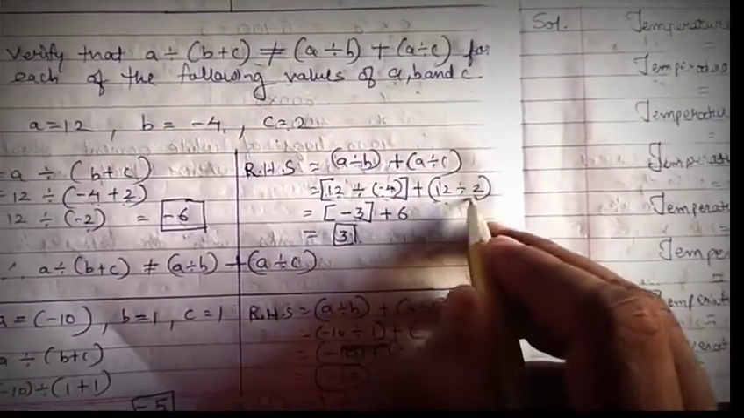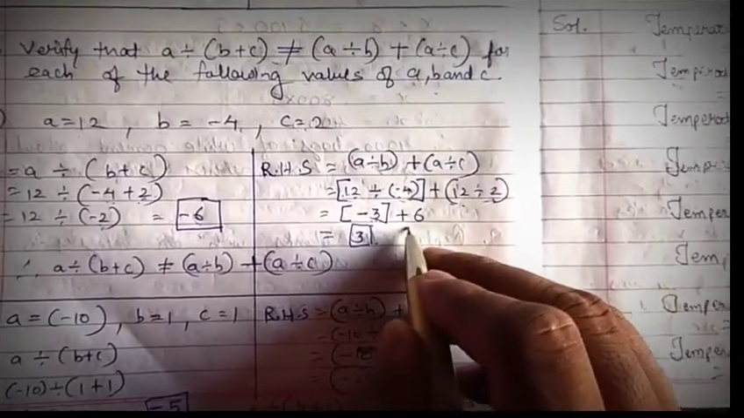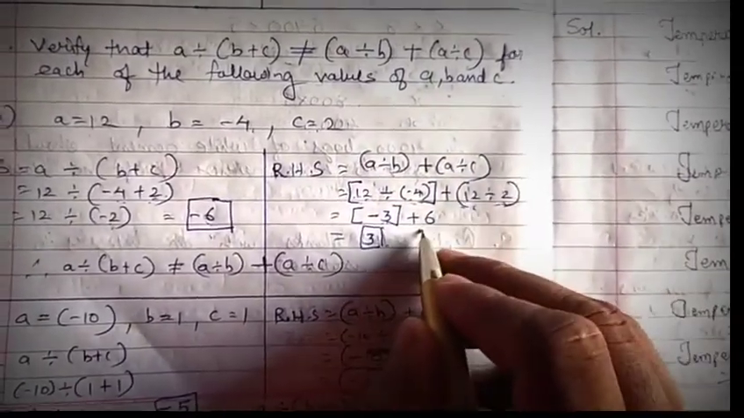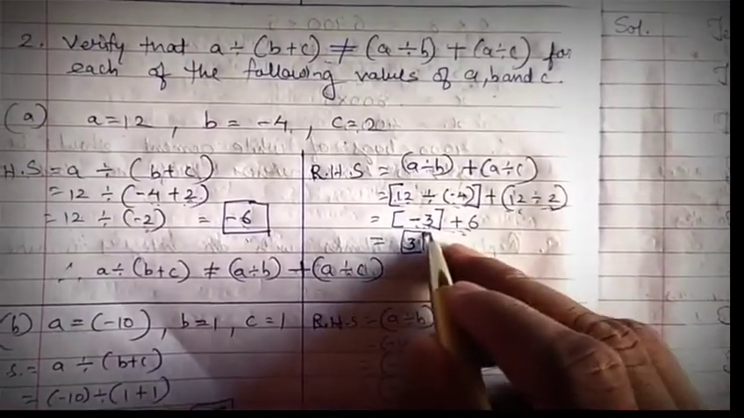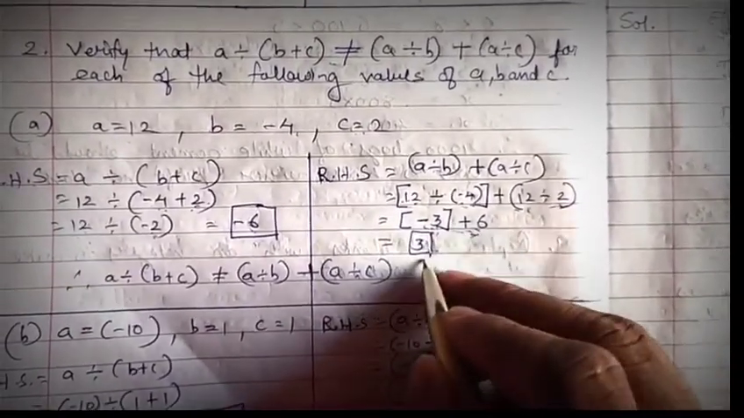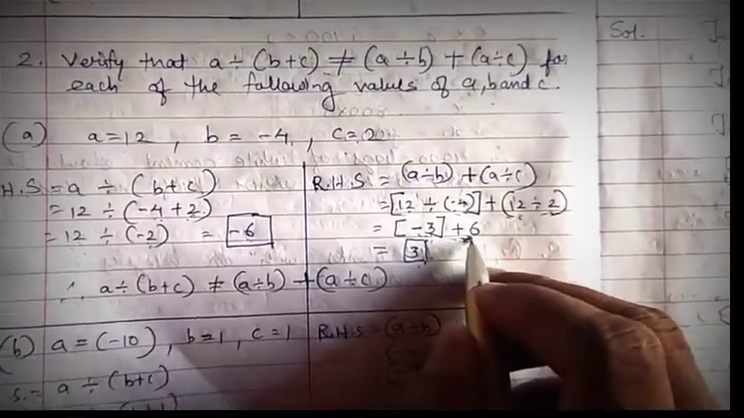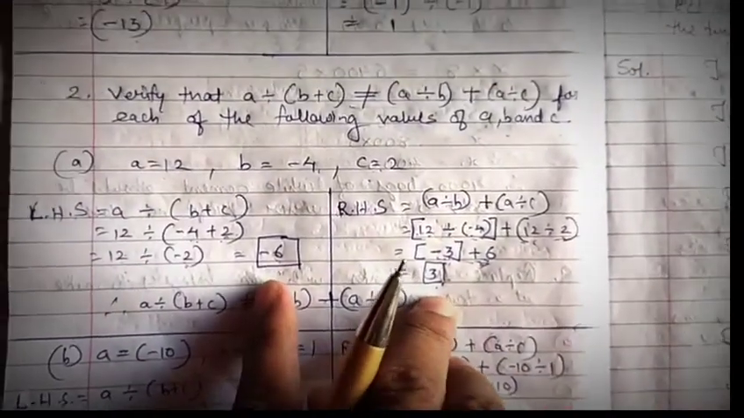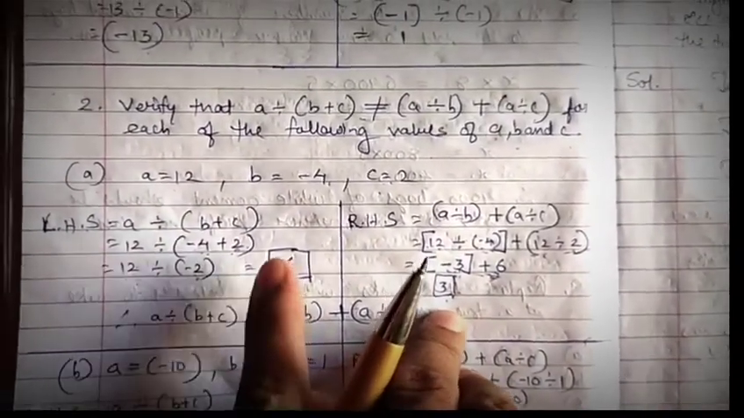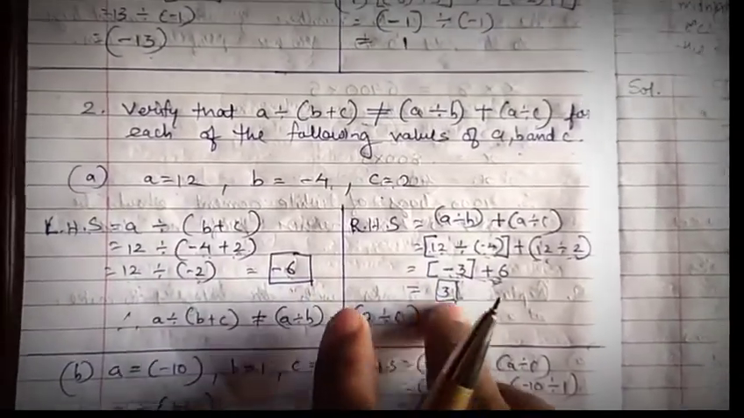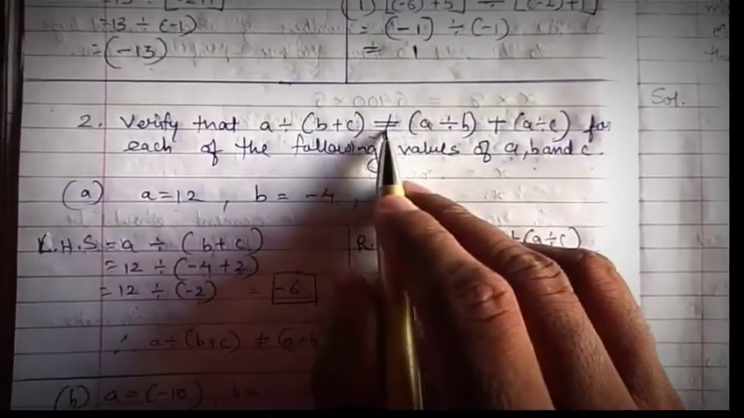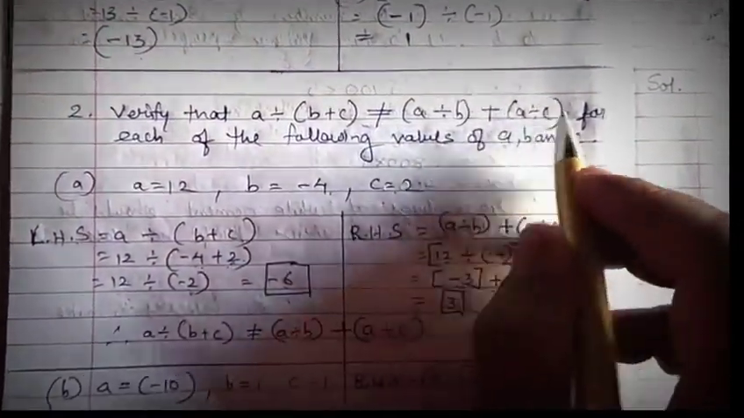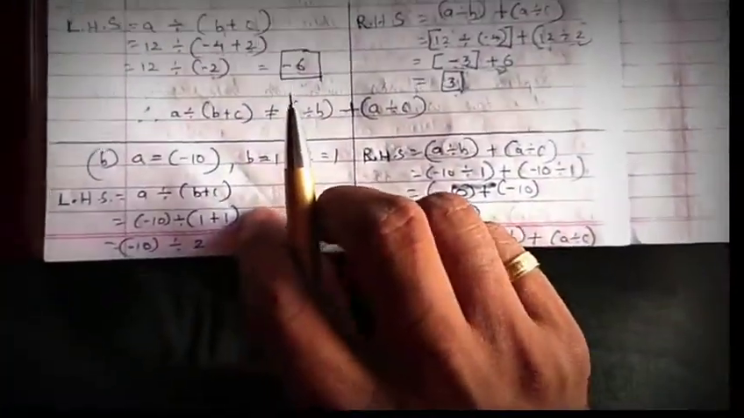Here both the values are positive, so your answer will be positive. 12 divided by 2, 6 only. Now again -3 and +6, plus minus only, 6 minus 3, 3. Your value will be positive because your greater value is positive. Now dear students, see your left hand side value is -6 and right hand side value is 3. Both sides are not equal. So we verified this condition that A divides B plus C is not equal to A divides B plus A divides C. Now let us check another question.